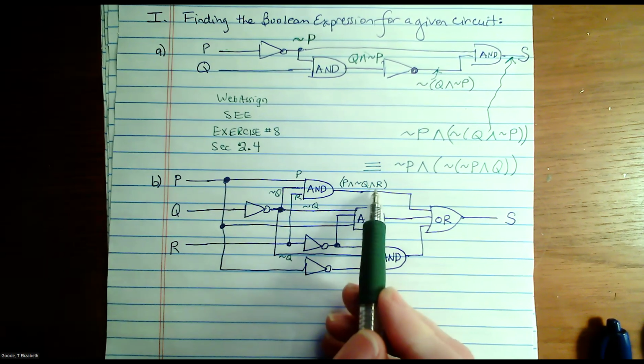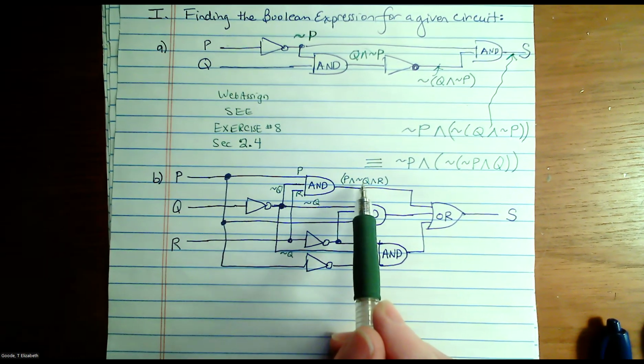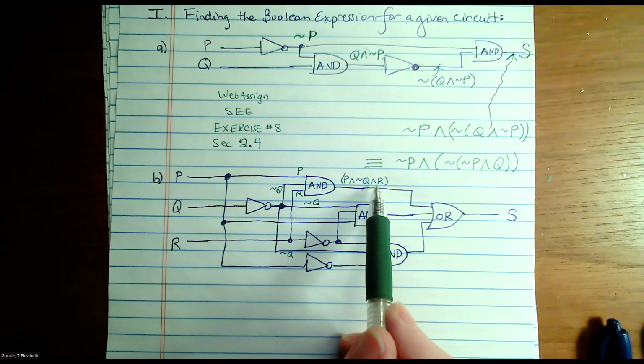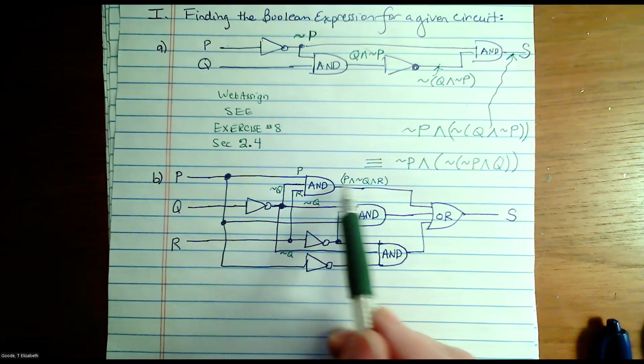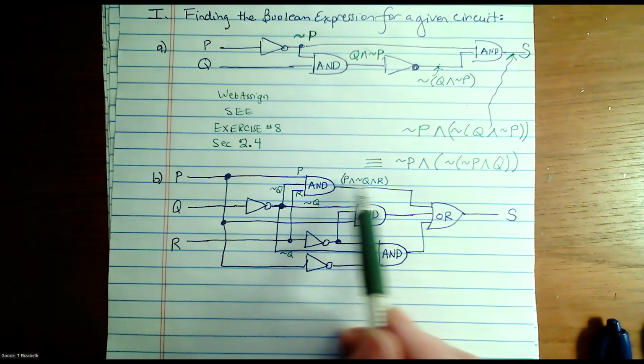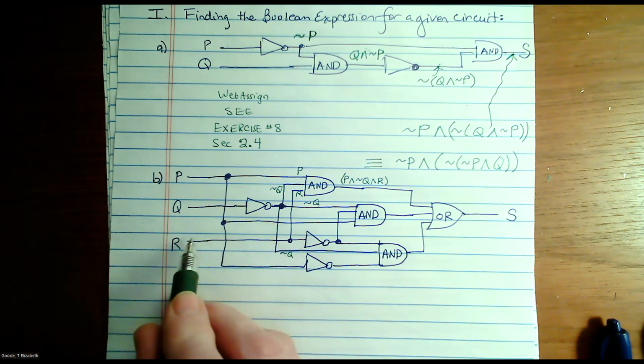And that's a complete description of an input state. We're saying P is a hot wire and Q is a cold wire and R is a hot wire. It's disjunctive normal form because it's a complete description of the input wires. All right, great.